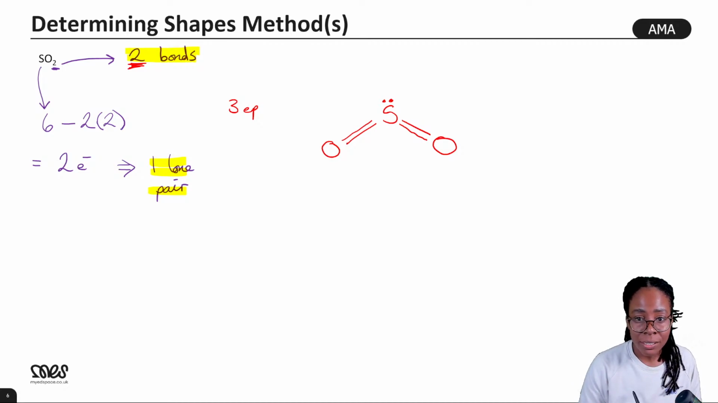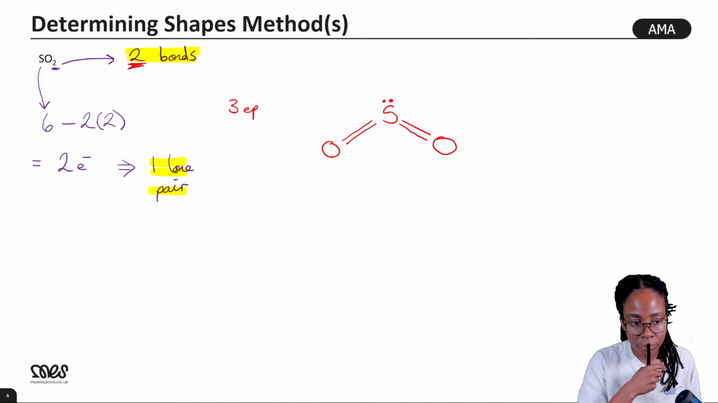Now the question is, what's the bond angle? Why would you have one lone pair? Because we had 2 electrons left over when we did our 6 minus 2 times 2.